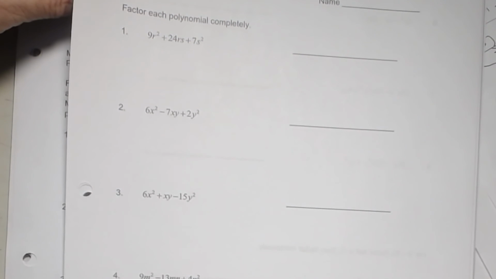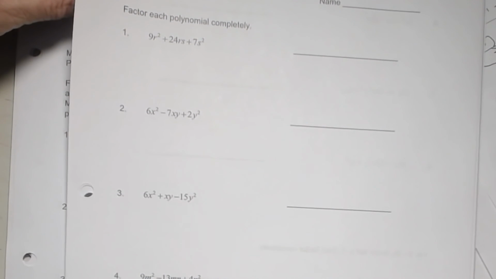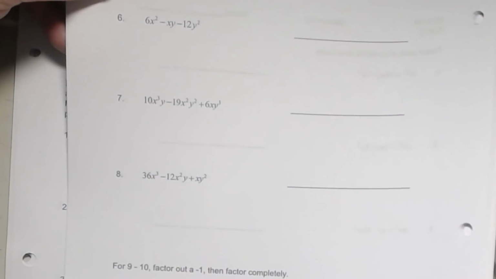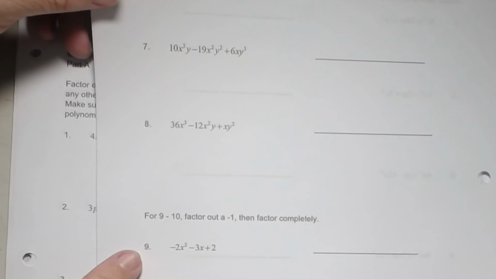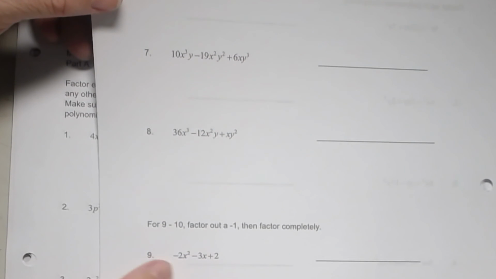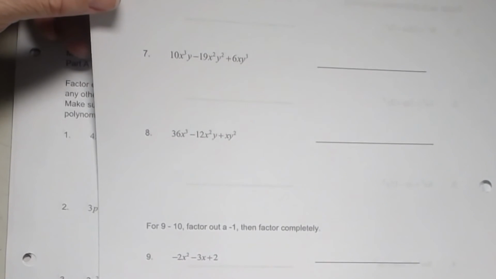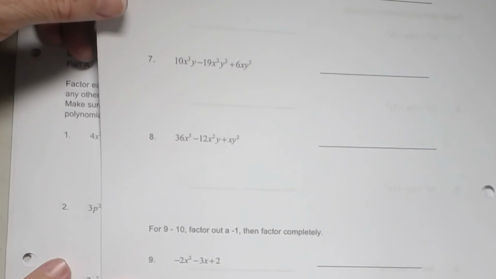See this right here? There's a GCF, right? So take out the GCF. And then there's a back. And when you do this one, 9 and 10, what you want to do first is take out a negative 1. I think we may have done one like that on one of the prior worksheets.